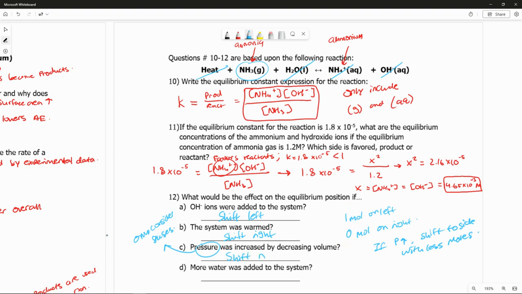Shift right. All right. And if water is added to the system, it's a liquid. So if a liquid is added, we have no change, because water is liquid, it is not a gas. We only have to take into account gases. So if water is a liquid and it's added to the system, it will not bring about change.